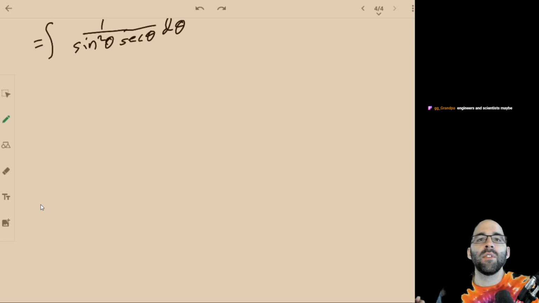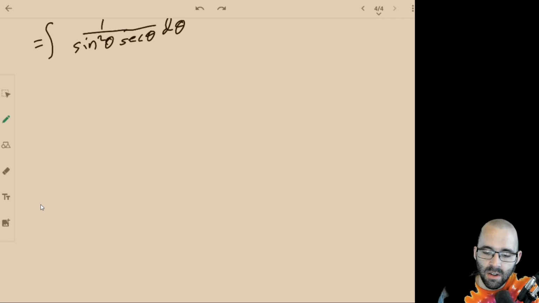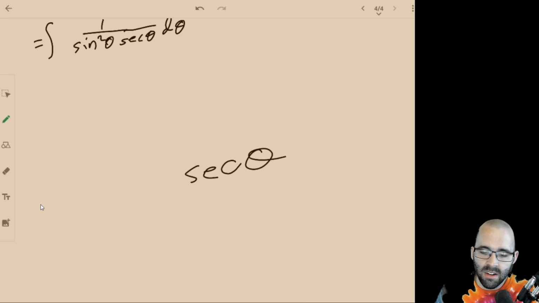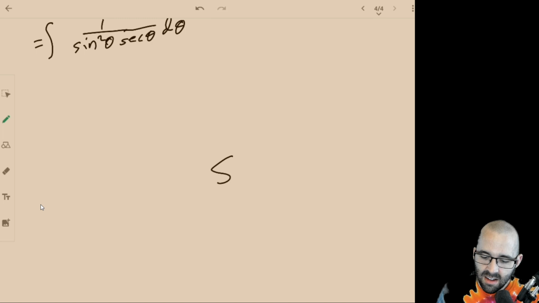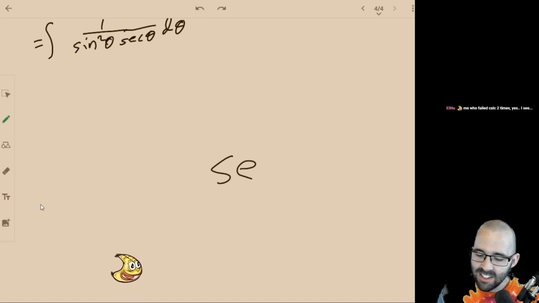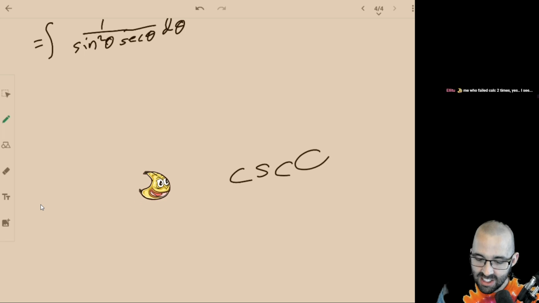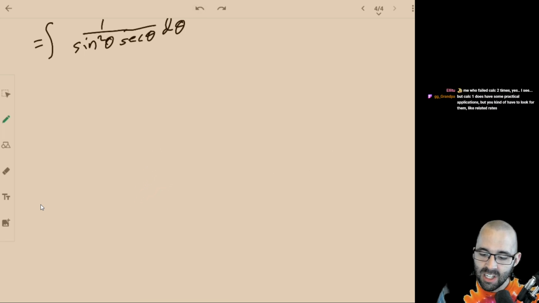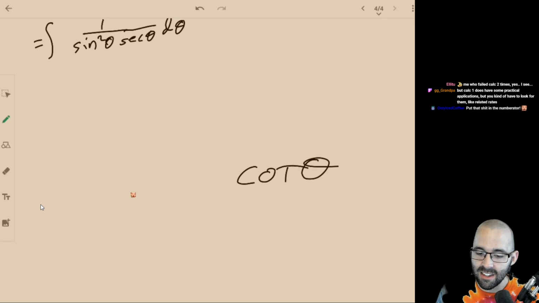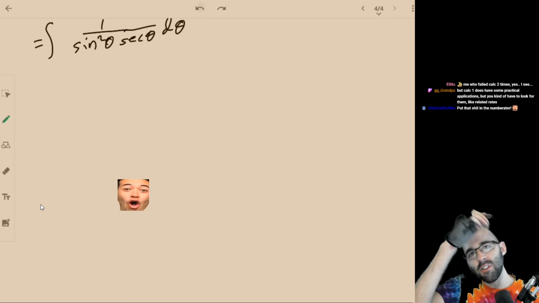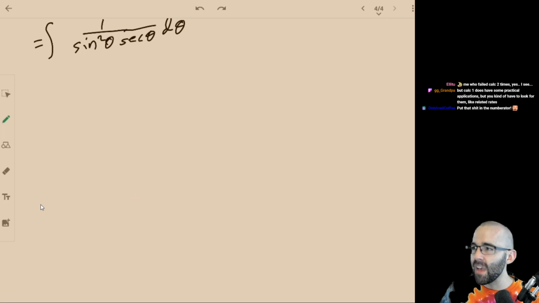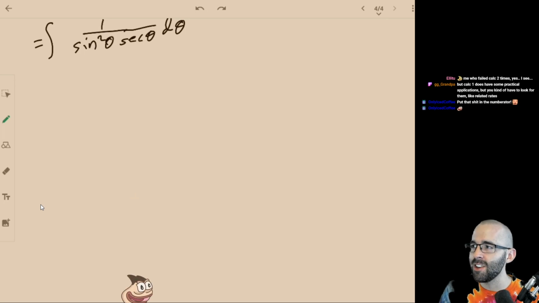So again, it's not calculus anymore. It's a trig problem. Let's simplify. What do we have here? We have a secant in the denominator. Secant's a reciprocal function. We don't want reciprocal functions in the denominator. If you ever have a secant of theta in the denominator, or cosecant of theta in the denominator, or cotangent of theta, these are all reciprocal functions. You don't want these in the denominator. We can just flip them, reciprocate them, and put them in the numerator.